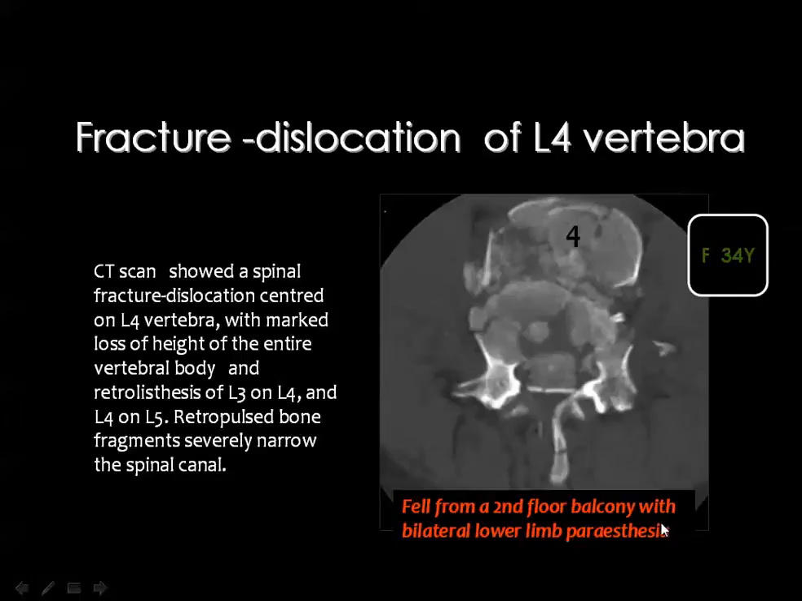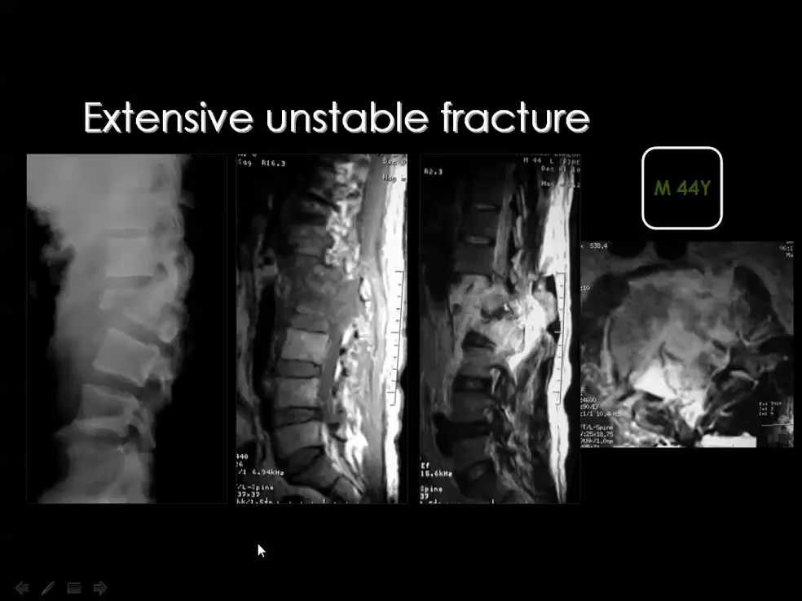This is a severe fracture with combination of traumatic spondylolisthesis of L4 over L5. There is almost obliteration of the spinal canal by bone fragments. There is comminution of the vertebral bodies, and actually some of the fractures of the posterior neural arches. This is an extensive unstable fracture of the lumbar spine.